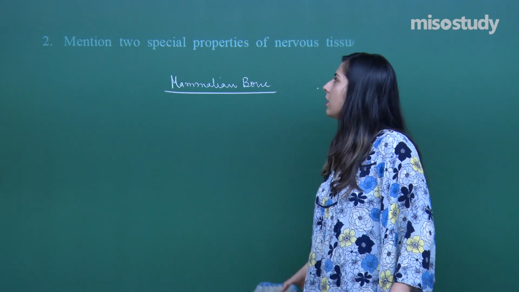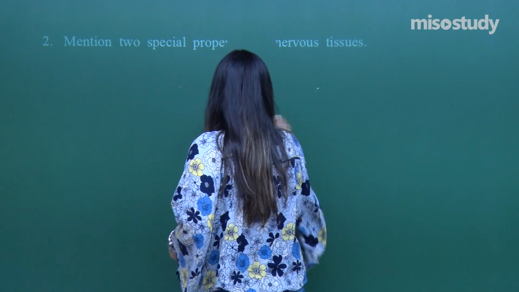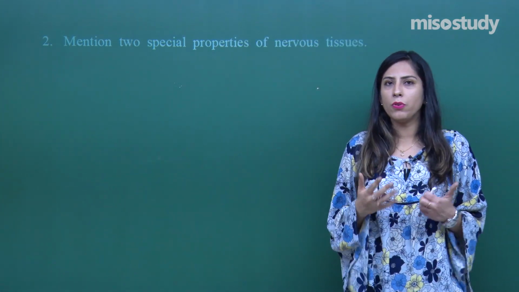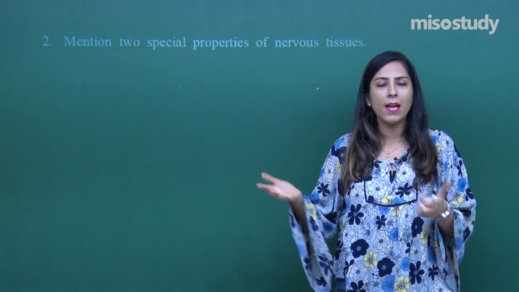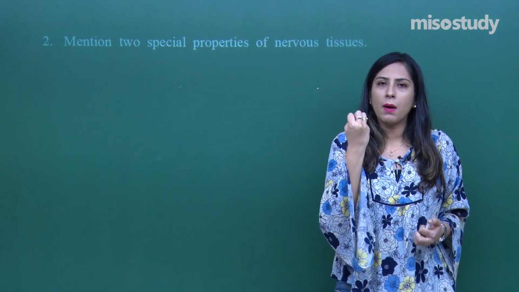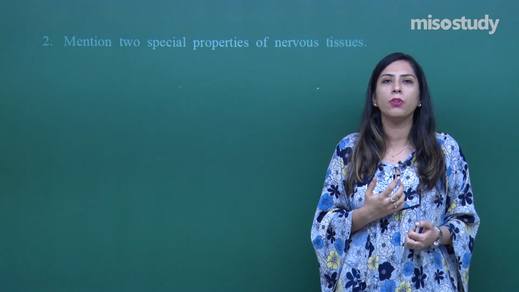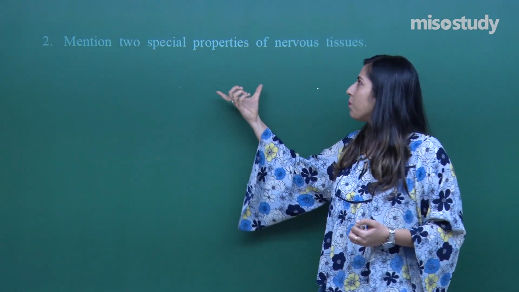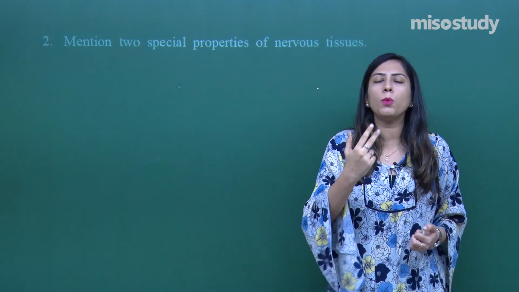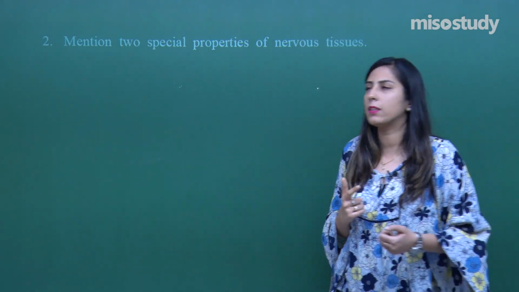The second question: mention 2 special properties of nervous tissue. In the nervous system, the neurons are present. And what do neurons do? They help in the transmission of nerve impulse from one place to another. The neurons can be motor type, sensory type, or interneuron type. So the 2 properties present in nervous tissue are excitability and conductivity.